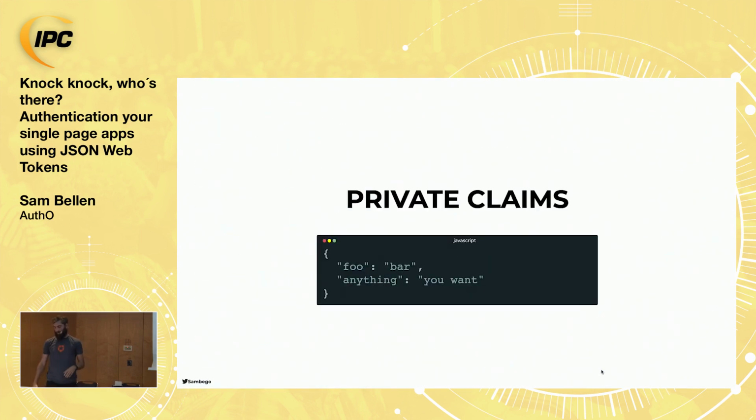And lastly, we have some private claims. And this is basically any claim you want to put inside of your JSON Web Token. Do keep in mind that it's just base64 encoded JSON, so don't put a credit card or something in there, because everybody can decode base64. But as long as it's valid JSON, put it in there if you think it's necessary. If not, keep it away.